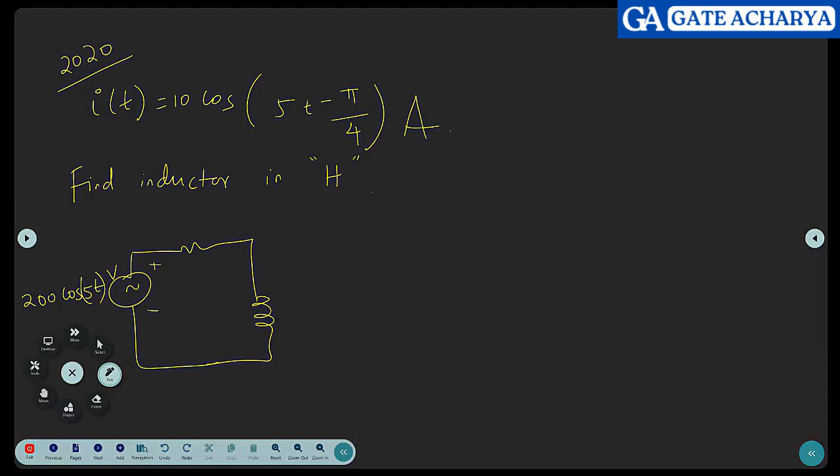That's all. This is what is given. R is not given, L is not given. You'll have to find L. Voltage is given, current is given. This is 2020. One more question.